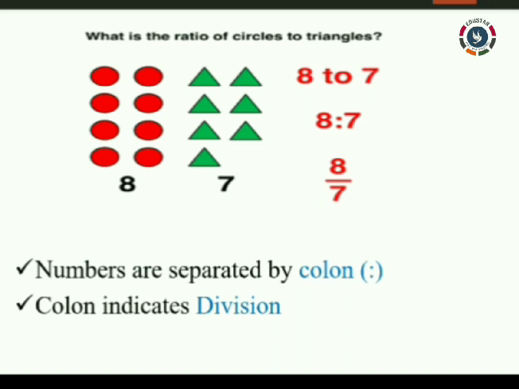First, using a word 2. So number of circle is 8. The number of triangle is 7. So using word 2, 8 to 7. And second one is using symbol colon, right? So 8:7. Third one, as a fraction. Circle to triangle. So number of circle is your numerator and number of triangle is your denominator.